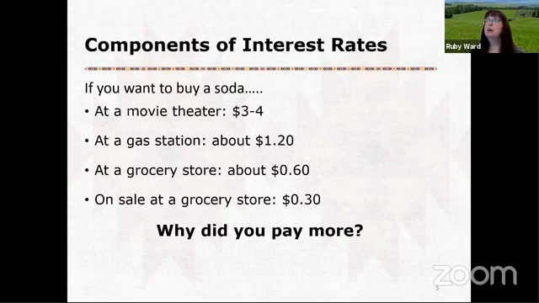It might seem weird, but if you want to buy a soda in a movie theater, it's going to cost me $3 to $4. At a gas station, you can buy one for probably like $1.20. At a grocery store, they might be even cheaper. If I wait till it's on sale, you can get it for 30 cents or even less. Sometimes they have 12 packs for only $2.50 or $3, so an individual soda is only 20 or 30 cents. So if I can wait and get it for 30 cents, why am I spending $3 to $4 at the movie theater? If I just waited till the movie was over and went to the gas station next door, I would save myself a couple dollars, but there's a reason why we're paying more.